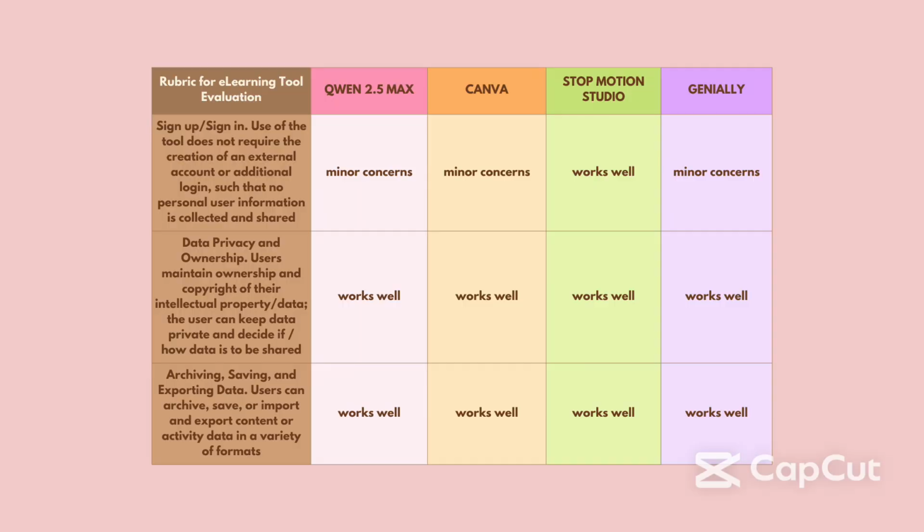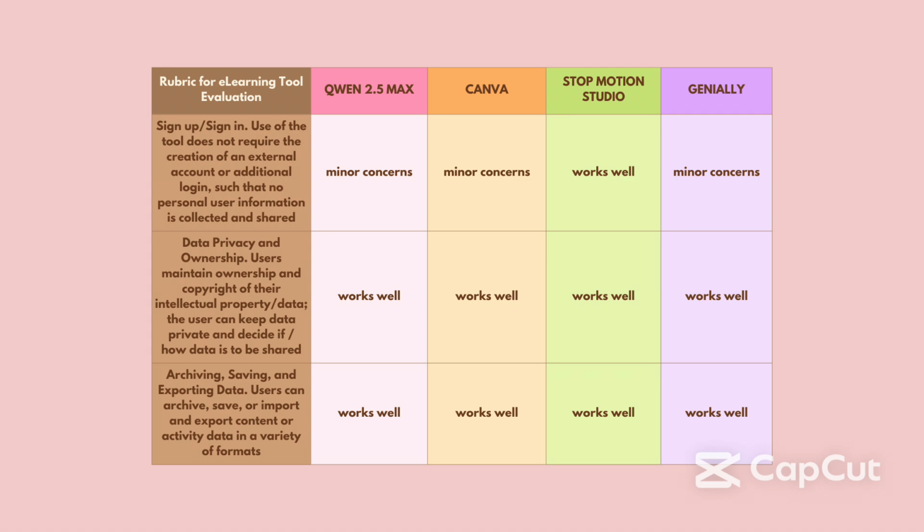To protect students' privacy, I evaluated all tools using the rubric for e-learning tool evaluation, focusing on their privacy, data protection, and rights policies. As you can see, Qwen, Canva, and Genially require users to create an account, but in all 3, students keep ownership of their work and can choose how to share it. This gives them control over the data and ensures responsible use.